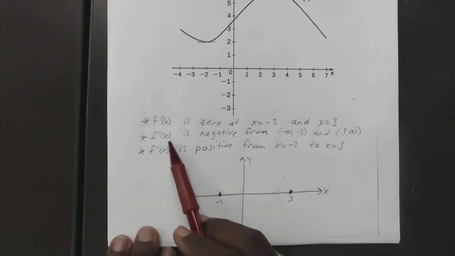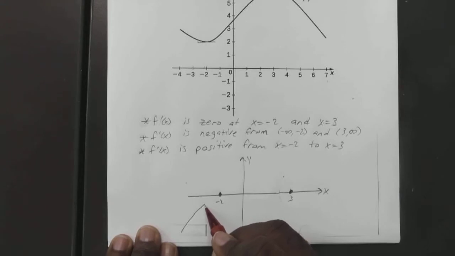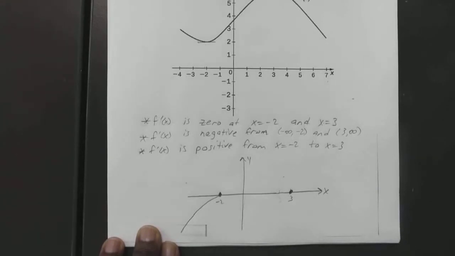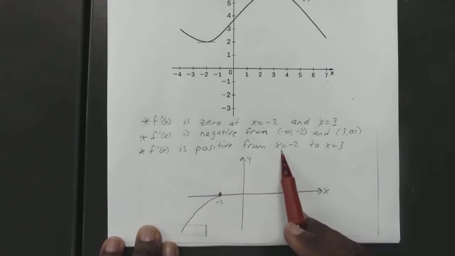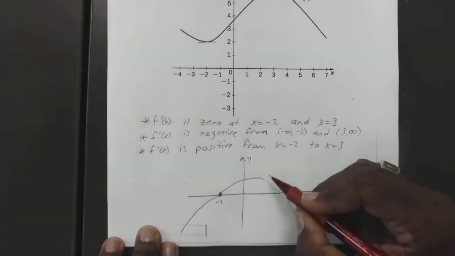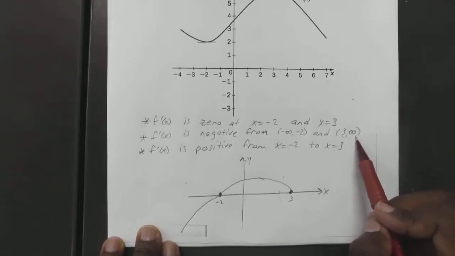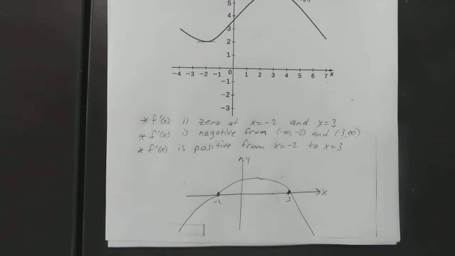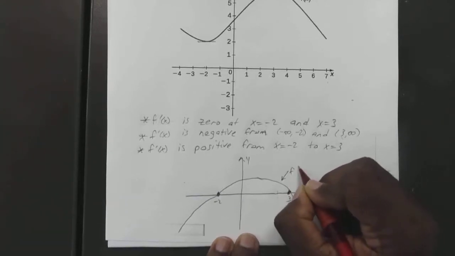Okay. Now we also know it's negative from negative infinity to negative 2. So from negative infinity to negative 2, it's going to be negative. So it's going to be in the lower part of the graph. Okay, so we'll actually save that for last because it's positive from negative 2 to 3. So from negative 2 to 3, you know it's going to be positive. And we know it's negative again from 3 to infinity. So from 3 to infinity, it's going to be all below the x-axis. So this will actually be your graph of f prime of x.